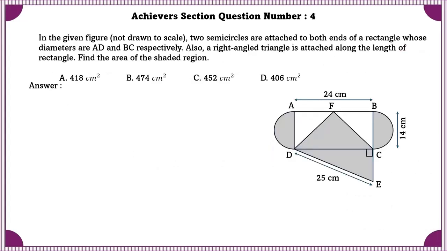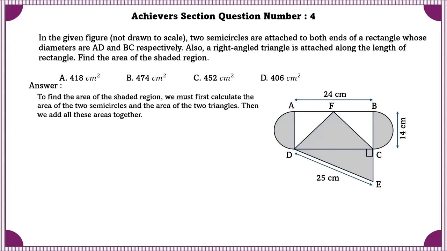Achiever section question number 4. In the given figure, two semicircles are attached to both the ends of the rectangle whose diameters are AD and BC respectively. Also, a right angle triangle is attached along the length of the rectangle. Find the area of the shaded region.